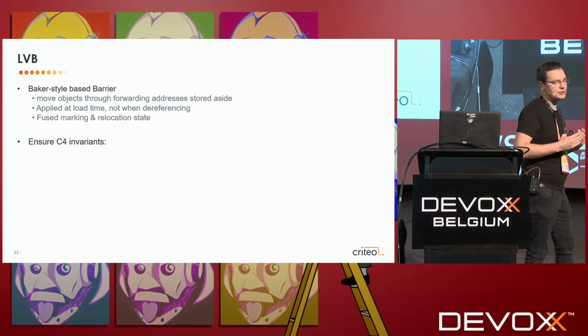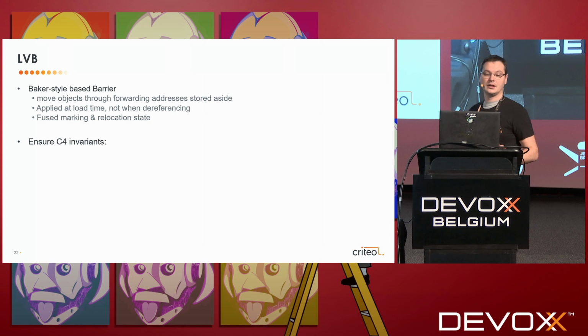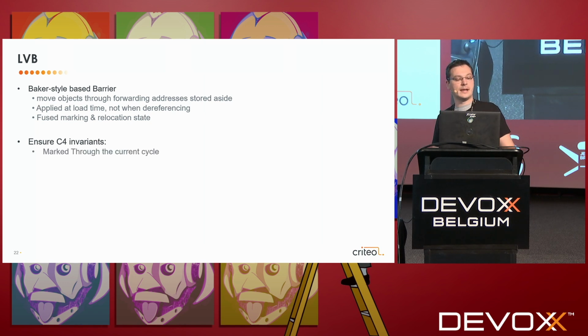This LVB is ensuring that the C4 invariants are not broken for each access of those references. The invariants are the mark-through for the current cycle. So when we load a reference, we check if this object is live. So we need to check if this is marked or not by the current GC cycle. And if this object is not relocated, we'll move it.